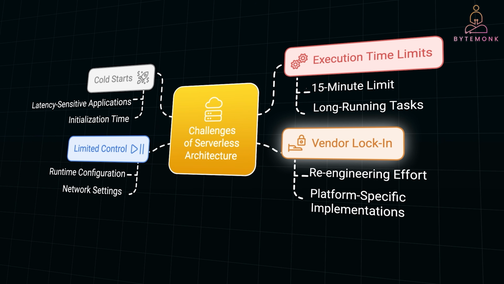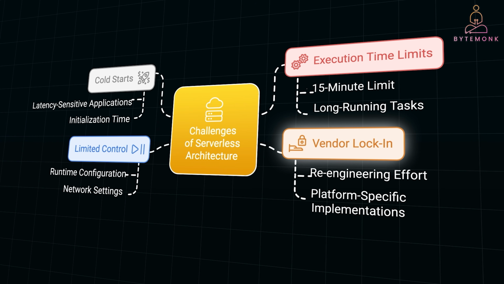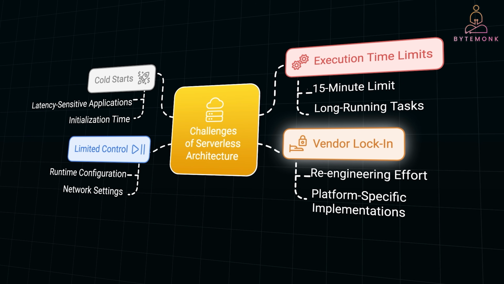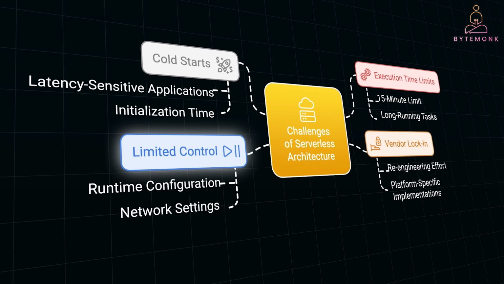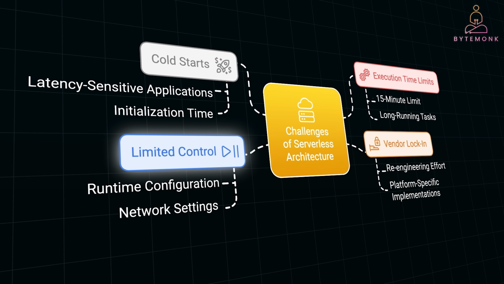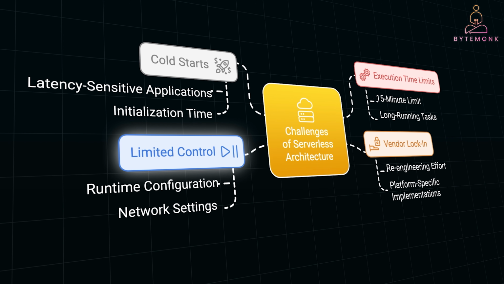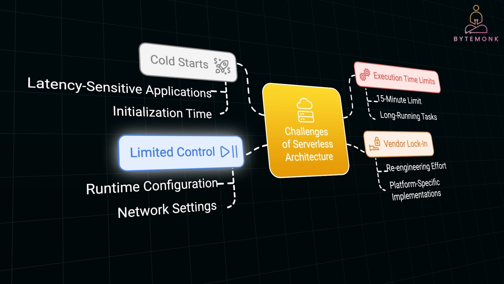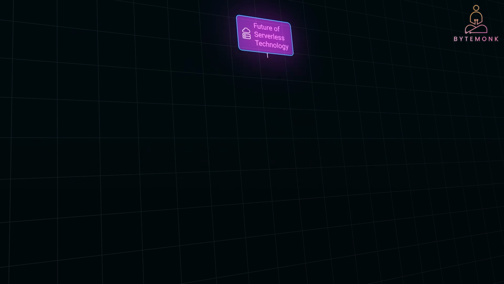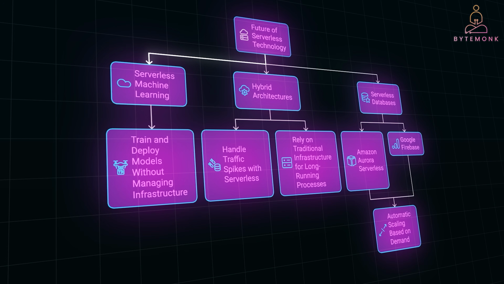Also, once you build your application with a specific serverless provider, migrating to another provider might require significant re-engineering. Each cloud platform offers slightly different implementation of serverless, making it tricky to move between them. And since the infrastructure is managed by the provider, you have limited control over the underlying environment. This means you might not be able to fine-tune the runtime, network settings, or other configurations as easily as with a traditional server setup.